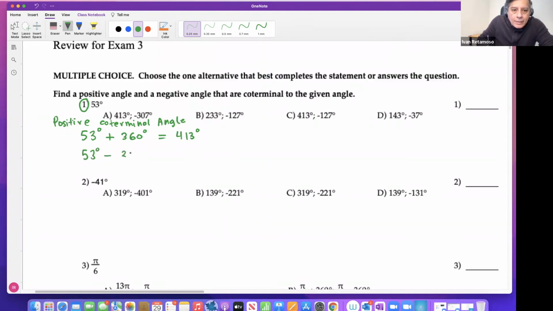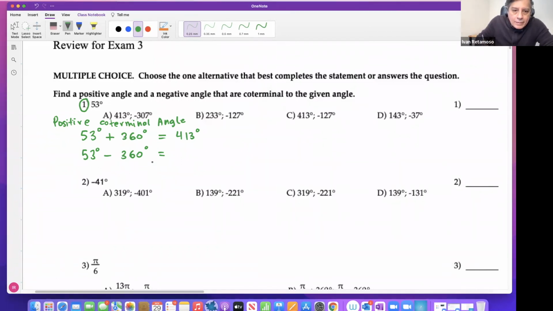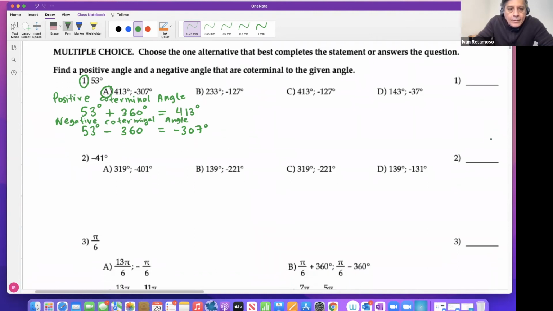For the negative coterminal angle, it should be the following, right? 53 minus 360, negative 307 degrees, right? Let's write it here so you guys can follow when you're studying, when you're preparing for your exam 3: negative coterminal angle, so 307 degrees negative. All right, so we choose this, right? Follow, guys? Great.